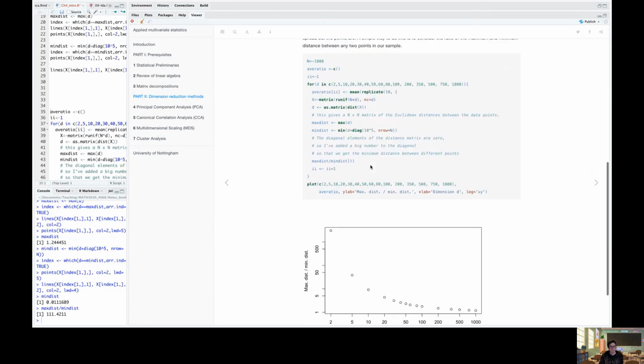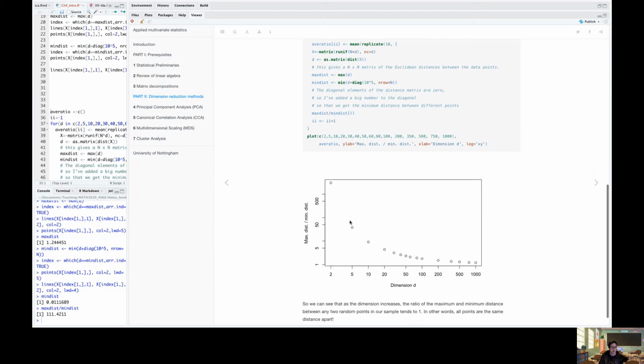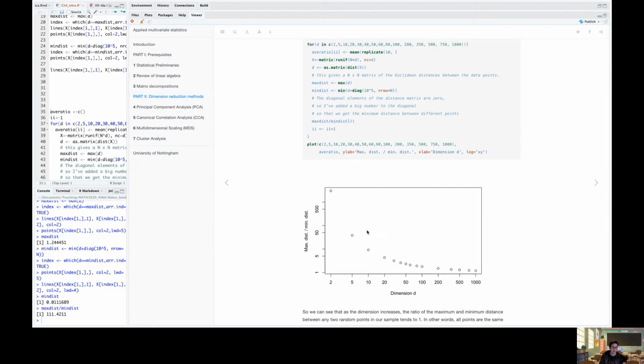Then I changed the dimension. Instead of having 2 dimensions, I tried 5 dimensions. In 5 dimensions, the ratio of maximum distance over minimum distance decreased. So then it only had a ratio of about 40. And so on. As I increased dimensions, the ratio of the maximum distance to the minimum distance decreased till it was about 1. So when it's 1, that's saying the maximum distance is, on average, the same as the minimum distance.